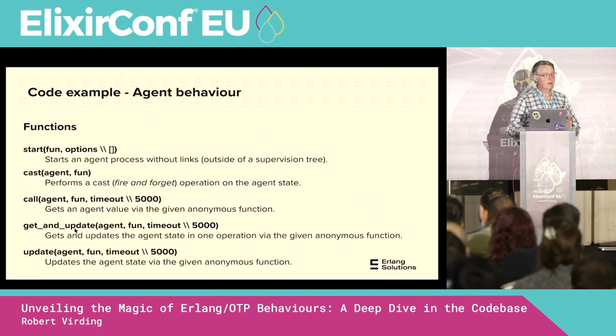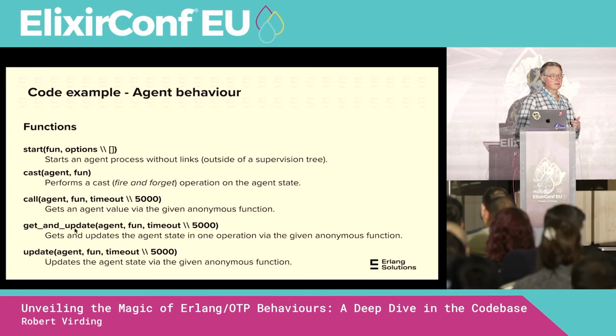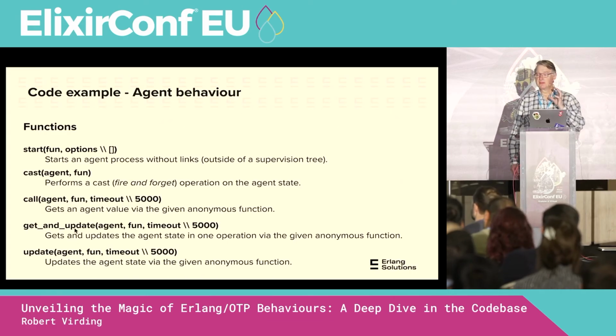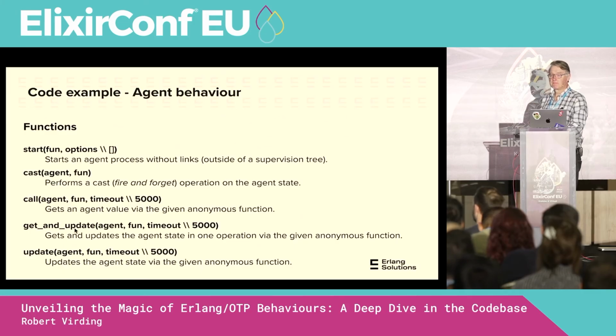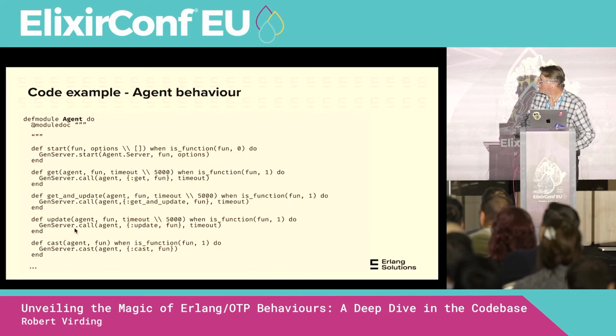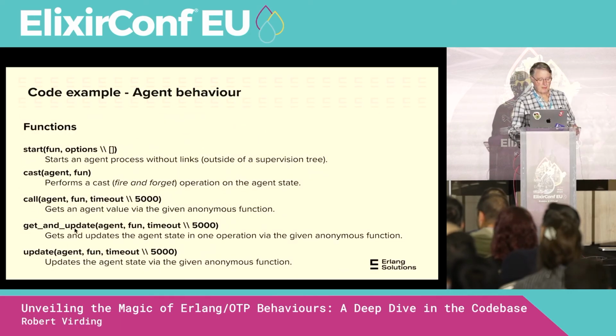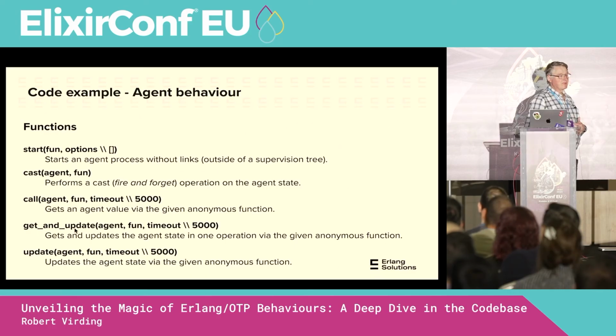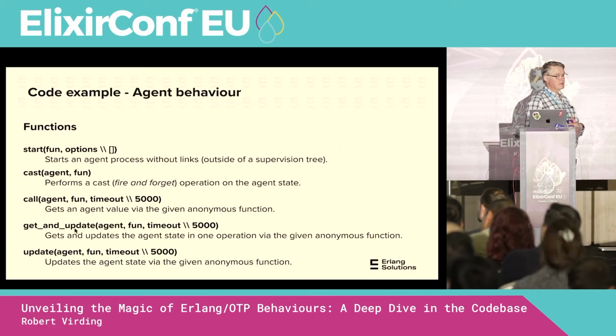So, yeah, we're going to look at one example here. We're going to look at the agent behavior, because the Elixir agent behavior is built on top of a gen server. Let's see, is that readable? Yeah, that is. We'll leave it like this. Okay. So there are a number of functions, some of the functions that occur in the agent behavior, defined in the agent behavior on the Elixir side.